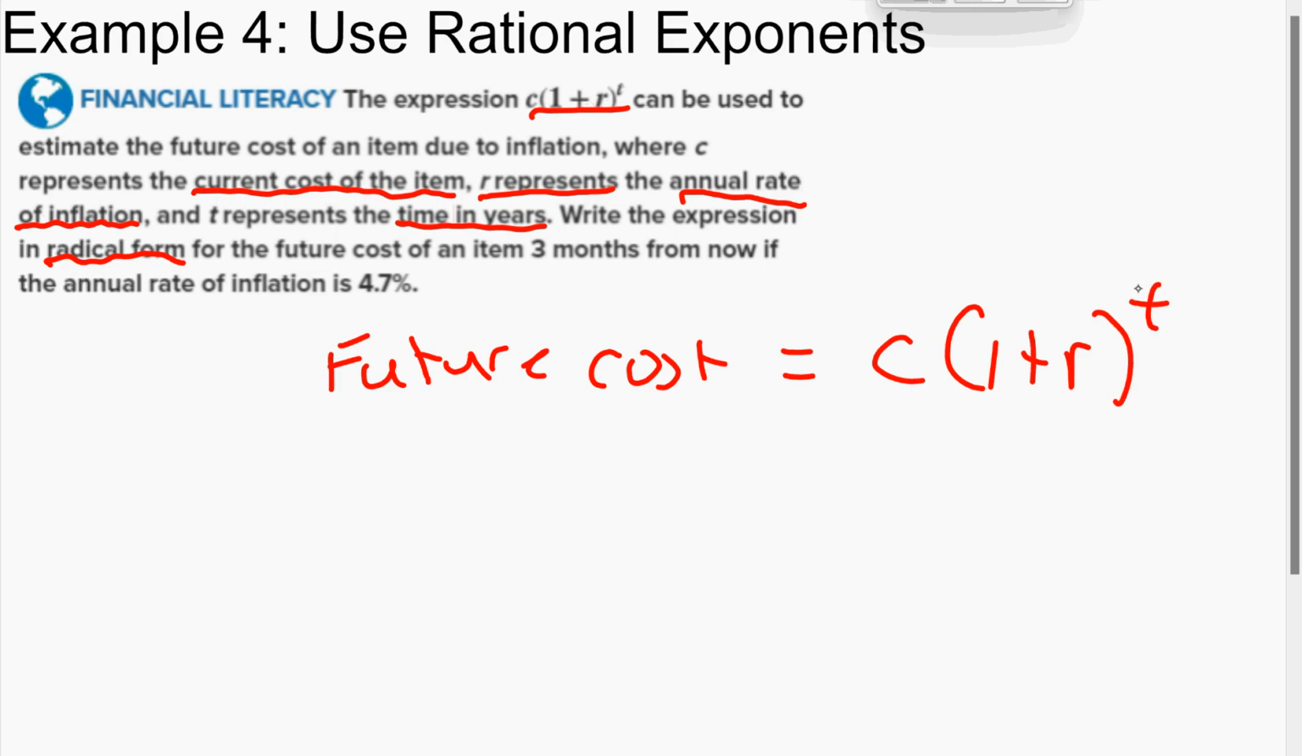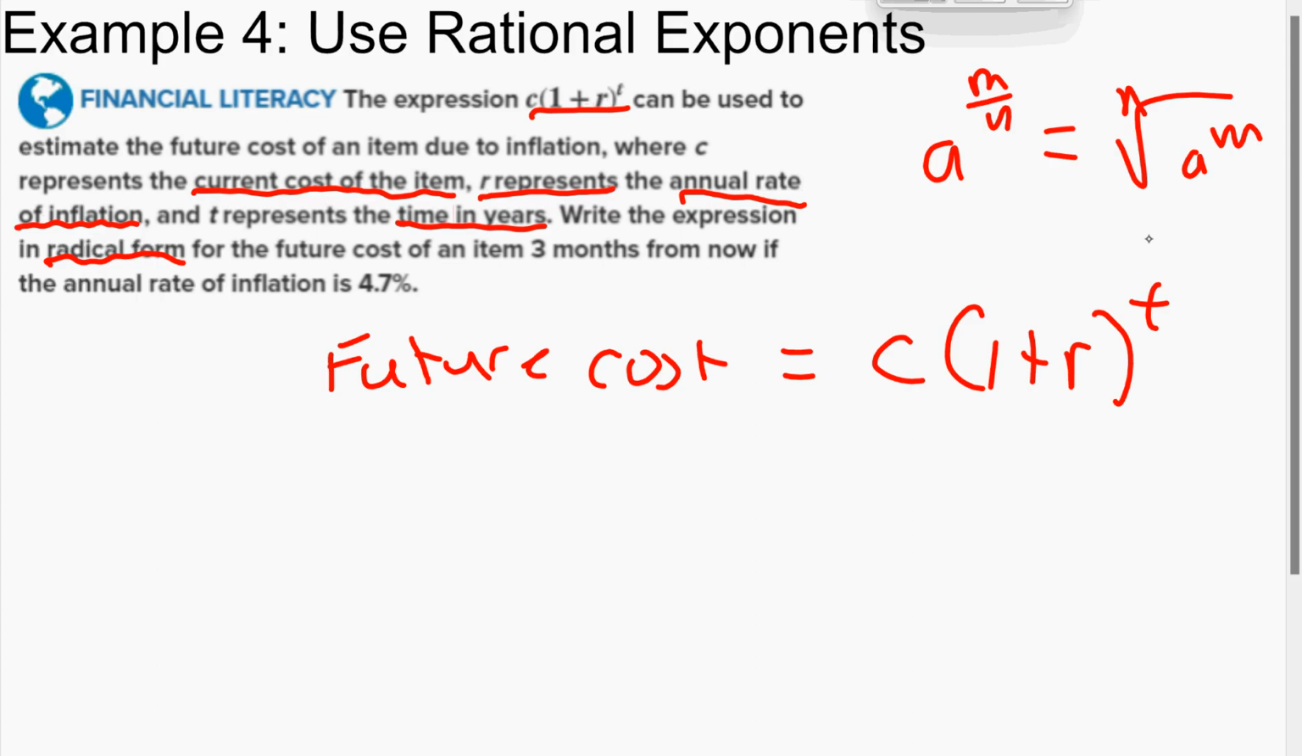amount of years. Okay, and they want us to write an expression in radical form, so they want us to turn this into a radical. Well, the only way I can turn something into a radical is if I have something raised to a fractional exponent, right? Then I can rewrite that. Well, here this is not a fraction, correct?